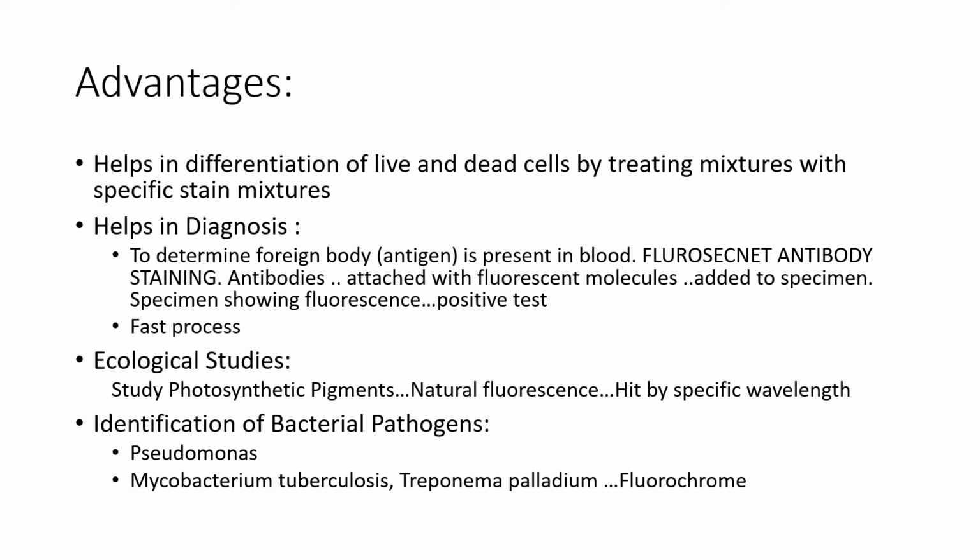Finally, getting back to the advantages of the microscope. First, it helps in differentiating live and dead cells in the specimen. Now, how are we doing it? Whenever we are treating our specimen, we treat it with specific mixtures of fluorochromes. Some fluorochromes will get attached to live cells, and some will get attached to dead cells. So when the specimen is observed in the microscope, live cells will appear different in color and dead cells will appear different in color.